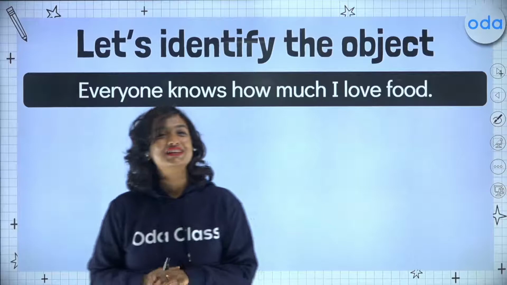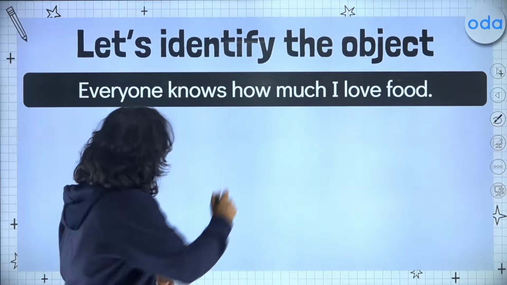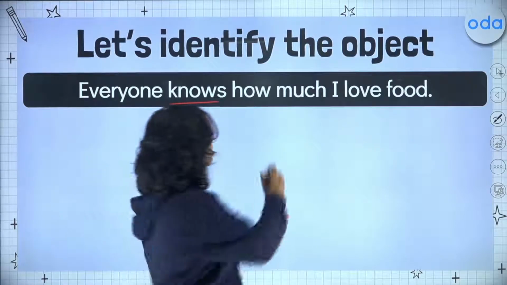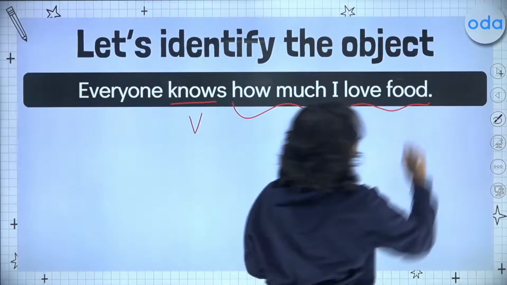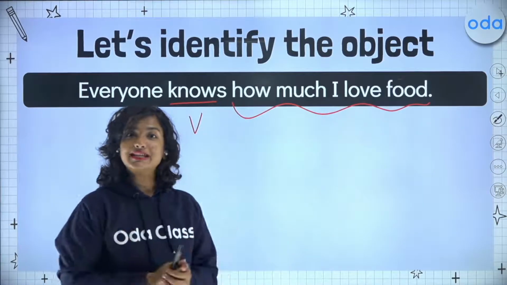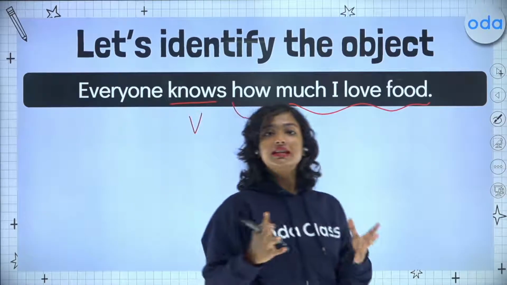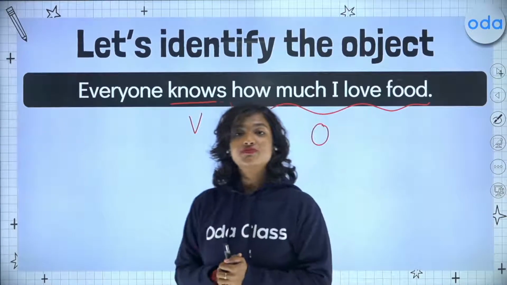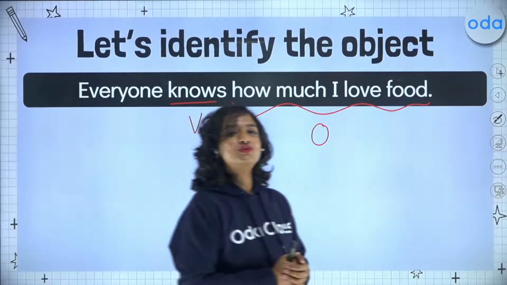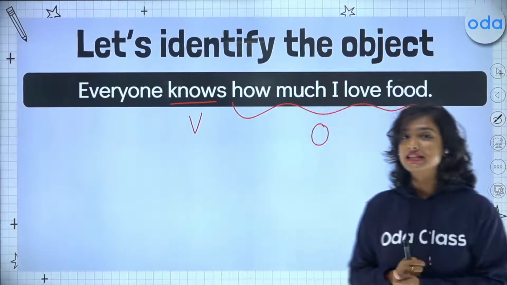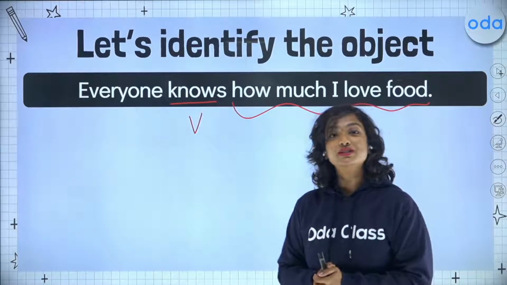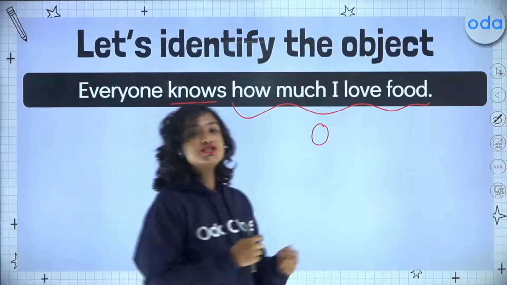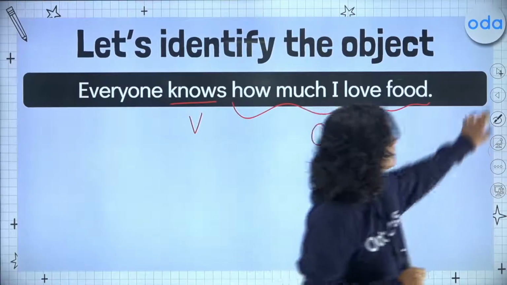Everyone knows how much I love food. Remember, students, we identified our verb here, which is knows, right? And I also told you how much I love food is the second part of the predicate. Now, this entire thing is going to be our object. How much I love food. So the quantity of my love for food is our object in this sentence. That is what everybody knows. So you understand how that is what is being affected by the action of the subject, which is everyone.